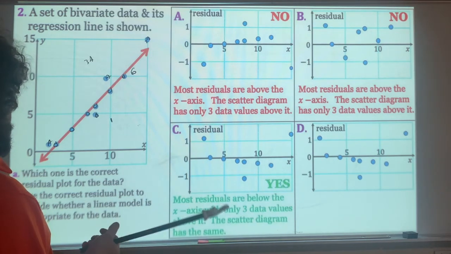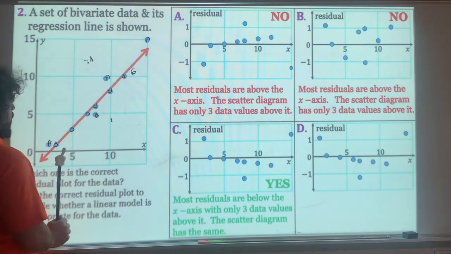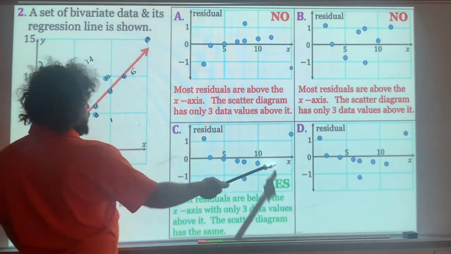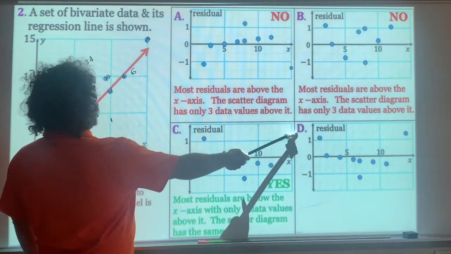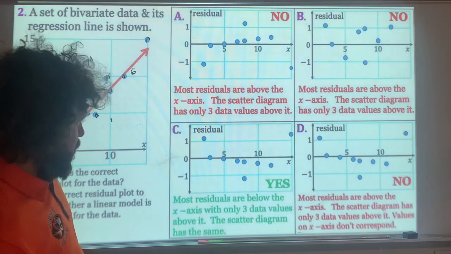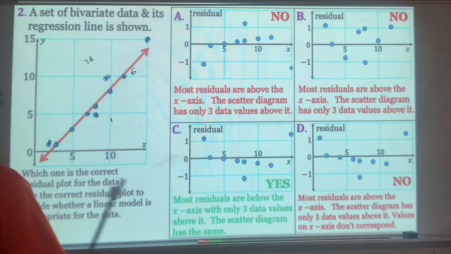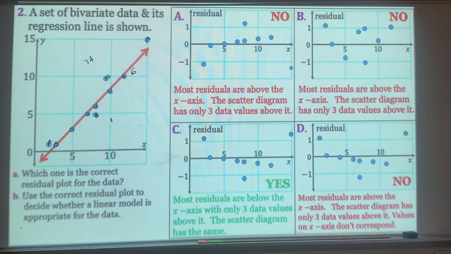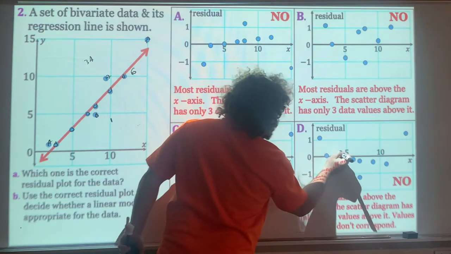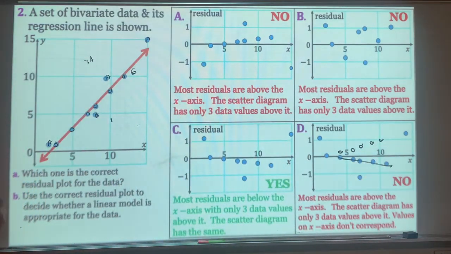C is yes, because most residuals are below the x-axis, and these ones are slightly below. They are on, but they're just a little bit below, which you see right here. One big one below, the 2 big ones above. All right. This one's a no because most residuals are above the x-axis and the data below it. Oh, so I messed that up. Just ignore 2. These points should be, I think, like this. All right, 2D, 6 points on.